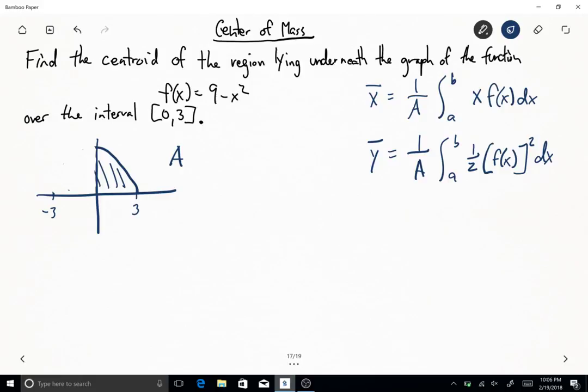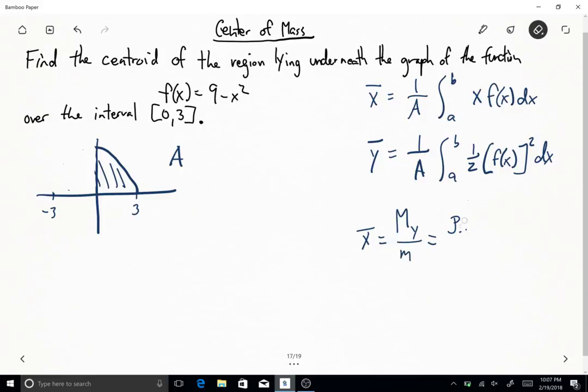Yeah, so the question, do you have to use moments? No, you can avoid that altogether if need be. If you actually simplify the moment equation, so first off, what is x bar? X bar is the moment about the y-axis divided by your mass. So this thing equals, just a little FYI, you get the rho that's going on there times the integral. So you get the rho times the integral of a to b of x f of x dx.